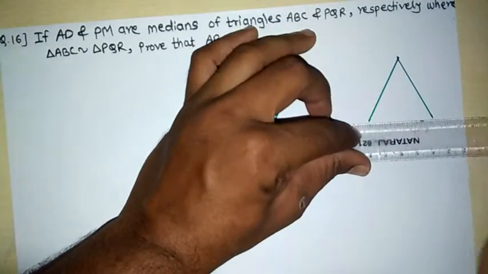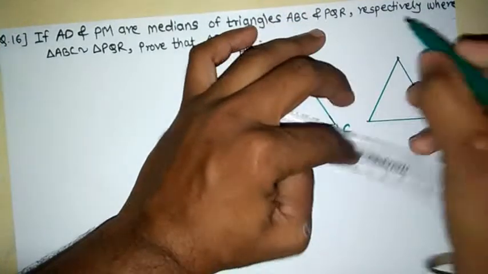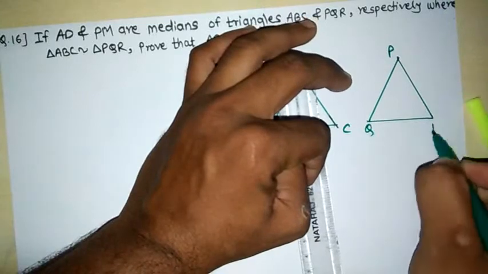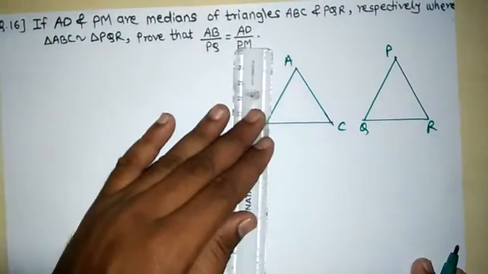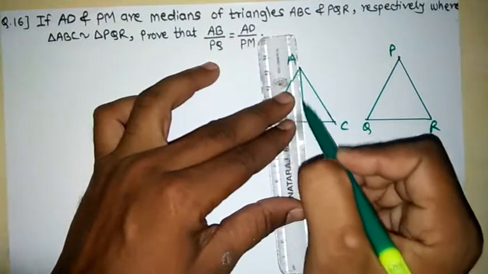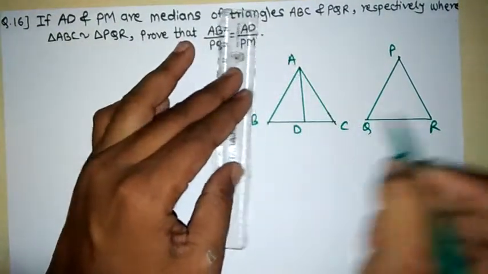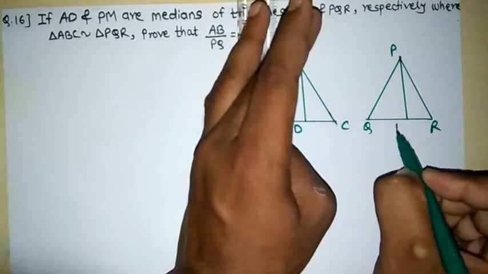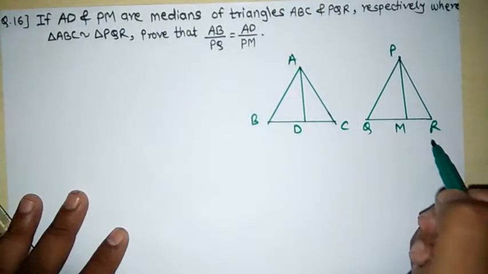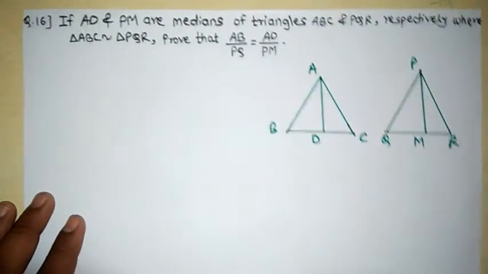This triangle is a triangle PQR, and here AD is a median of triangle PQR, and PM is a median of triangle PQR. It is given data.